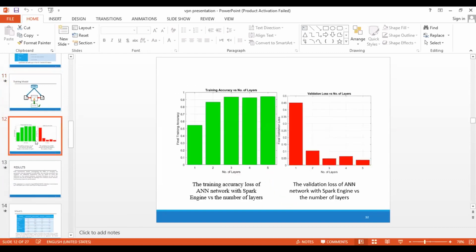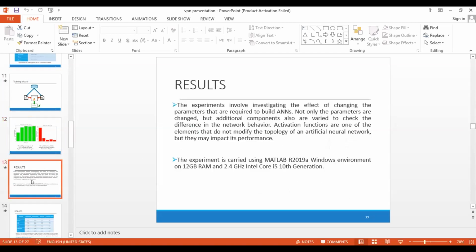Now, in these two figures, we have contradictory results concerning the number of layers. In this figure, when the number of layers is increased, we get higher accuracy. And in the second figure, when we do validate, if the number of layers is increased, we get less accuracy. And these are the results.